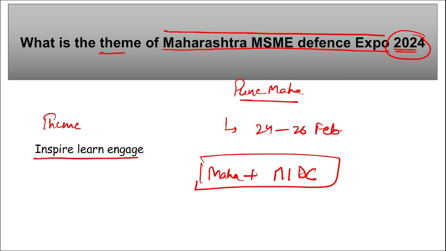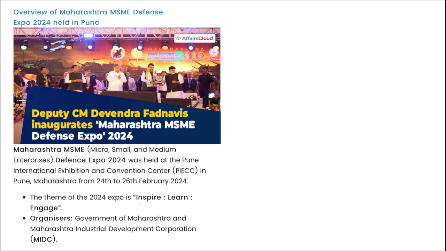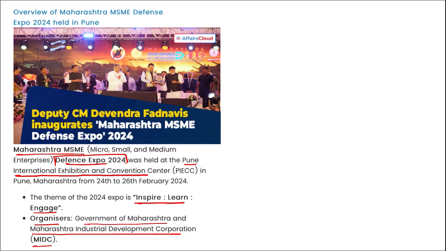Then during this expo, we saw multiple industries and multiple licensing agreements were held. Multiple MOUs were signed between multiple organizations. Right? Next is, here you can see theme inspire, learn and engage. Organizers Government of Maharashtra and Maharashtra Industrial Development Corporation. And this Maharashtra MSME Defense Expo was held at Pune International Exhibition and Convention Center, that is in Pune, Maharashtra, and it was from 24 to 26th of Feb 2024.